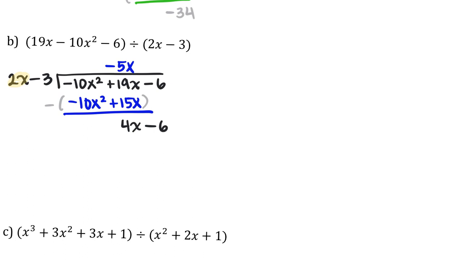Minus 6. 2x times 2 is 4x. 2 times 2x, 4x. Minus 6. Subtract. 4x minus 4x cancels. Negative 6 plus negative 6, nothing. So there's no remainder on this one. So my answer is negative 5x plus 2.